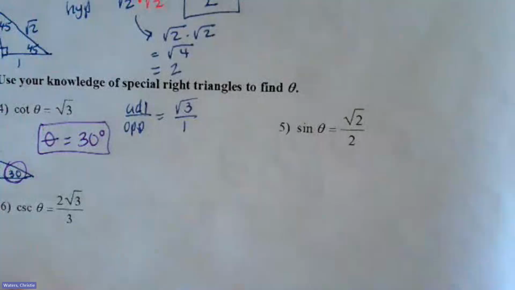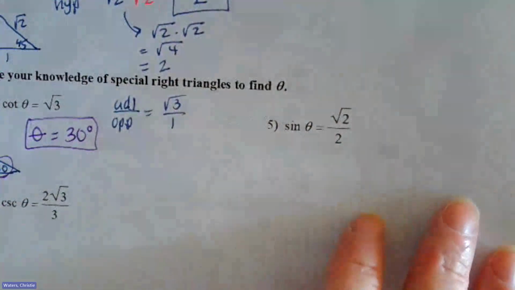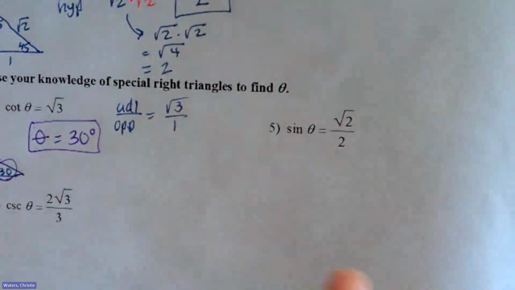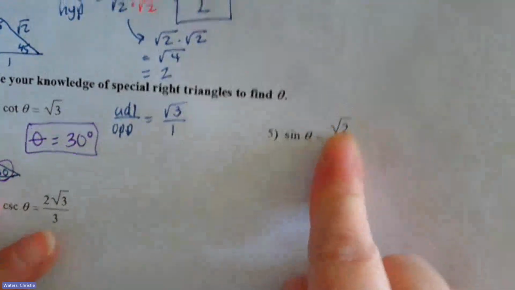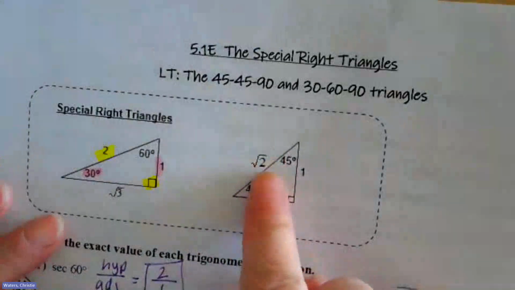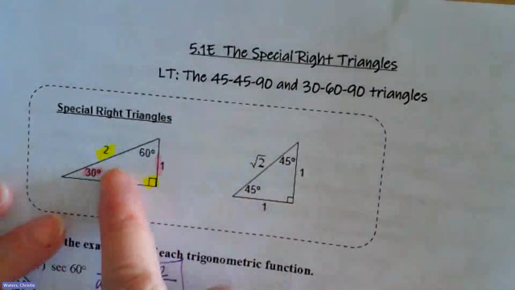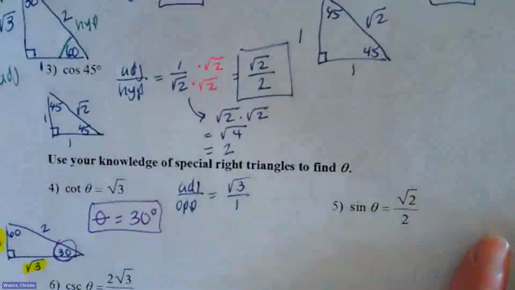Let's try number 5. So number 5, we are given sine of an unknown angle is the square root of 2 over 2. But it's a little confusing because here I don't have any 2's on my 45, 45, 90. That one is the one that has a square root of 2, but there's no 2 here. There is a 2 over here, but there's no square root of 2. So it's a little maybe confusing.